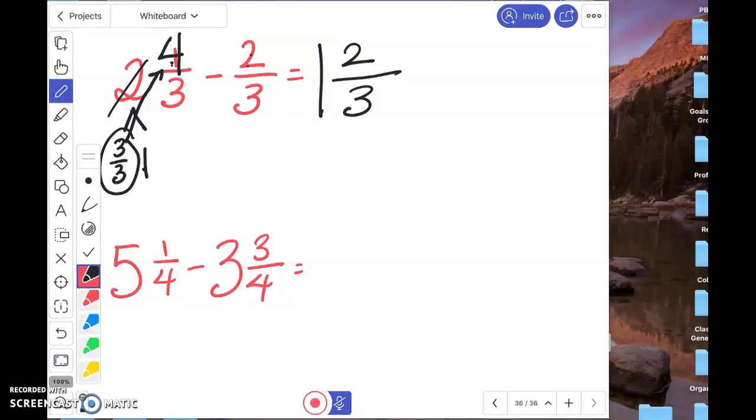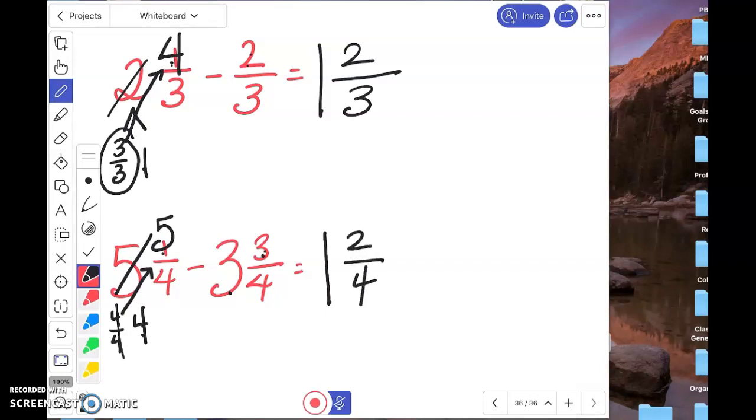Okay, let's look at another one. I can't subtract 1 minus 3. Not allowed. So I'm going to borrow. I'm going to turn this into 4/4 and 1, because 1 plus 4 makes 5. Combine these to be a 5. 4 minus 3 is 1. 5 minus 3 is 2.